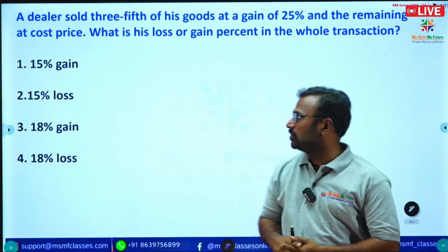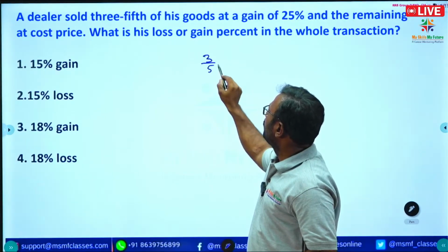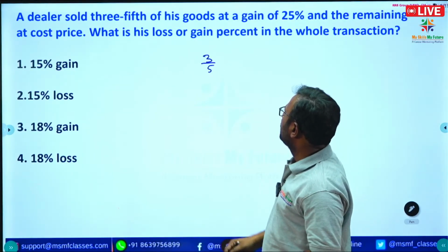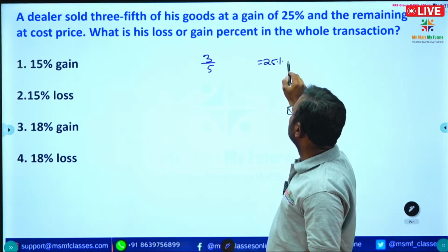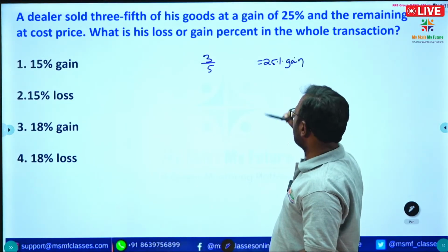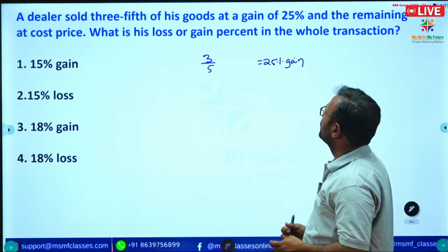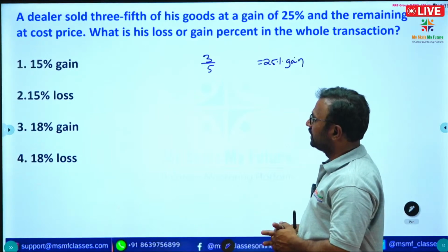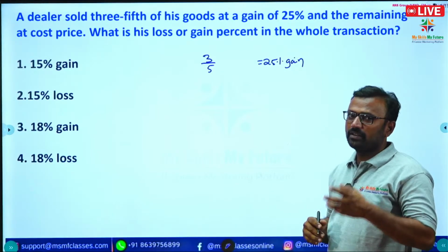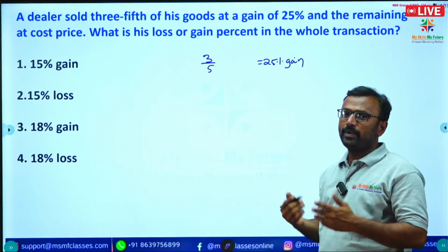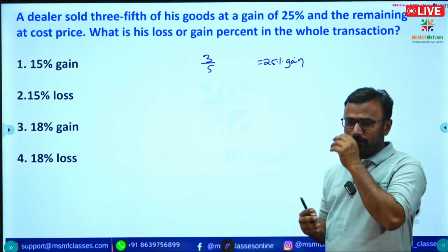So once again see the question. A dealer sold 3/5 of his goods at 25% gain, and the remaining at cost price. What is his loss or gain percent in the whole transaction? First of all, they are gaining 25% on 60% of the goods, and the remaining 40% of goods is sold at cost price. So they are at a profit.